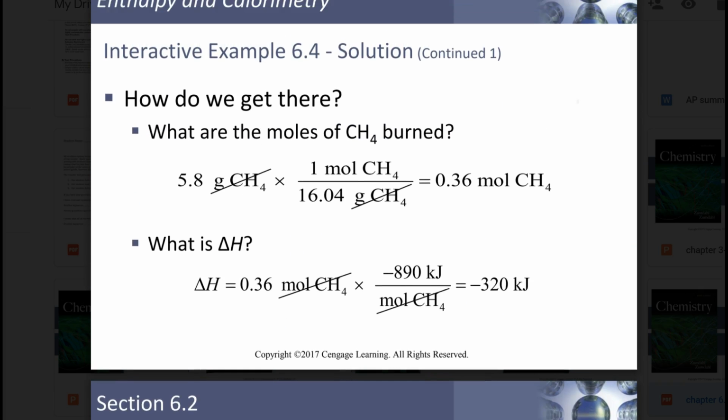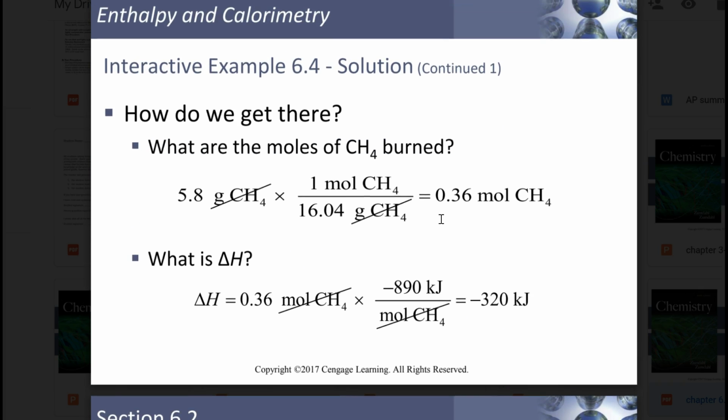Yeah, 0.62, 320. Now, positive or negative? Negative. Why? Because it said it released. And plus, it's burning of methane, so there's heat being released. Okay? So it's the energy released, right? Because it's released, it's negative.